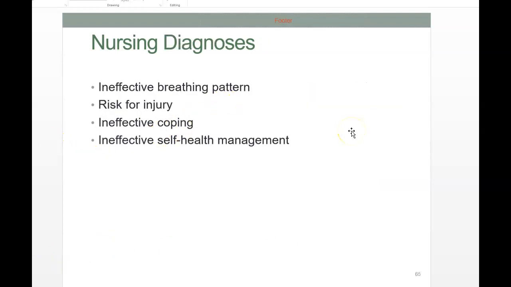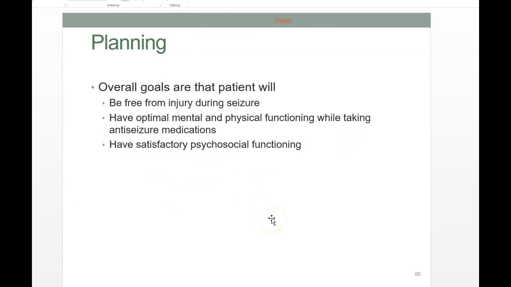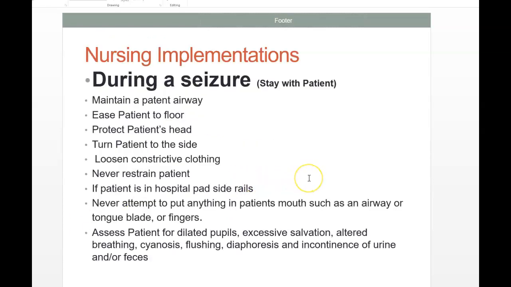Some nursing diagnoses: ineffective breathing pattern, risk for injury, ineffective coping, and ineffective self-health management. Planning. The overall goals are that the patient will be free from injury during seizure, have optimal mental and physical functioning while taking anti-seizure medication, and have satisfactory social functioning. So what are some of the nursing implementations during a seizure?